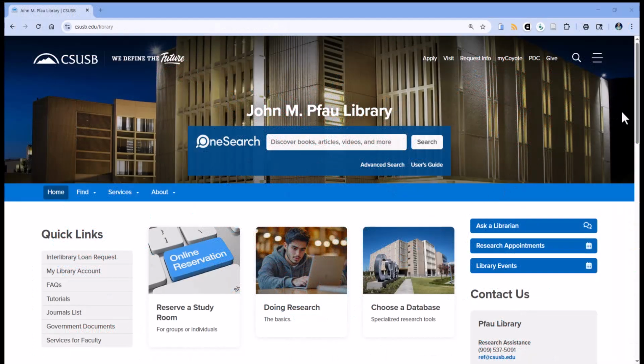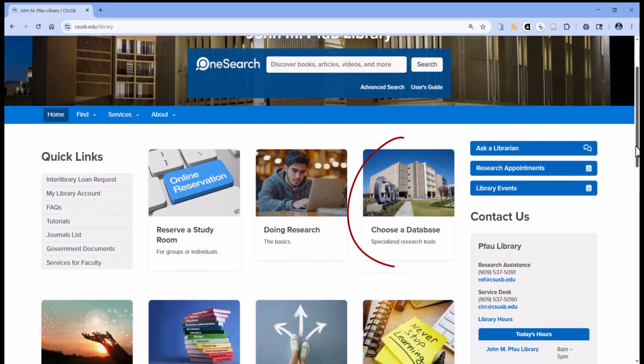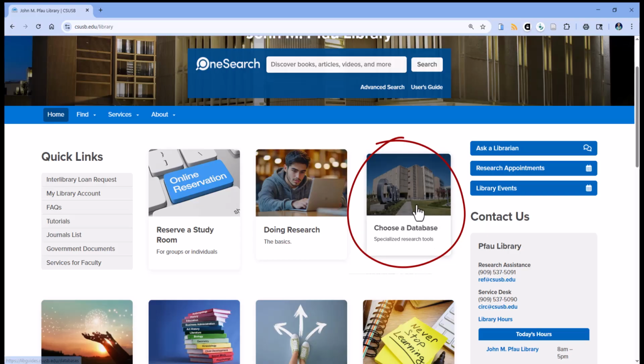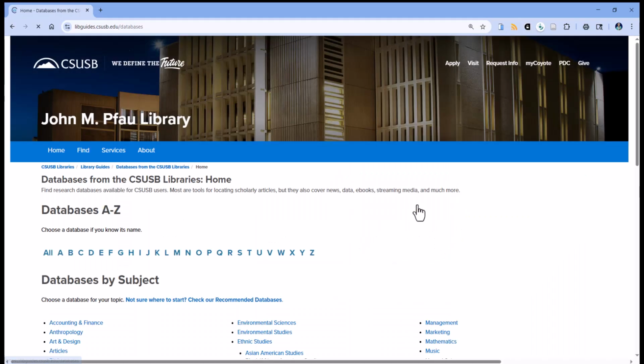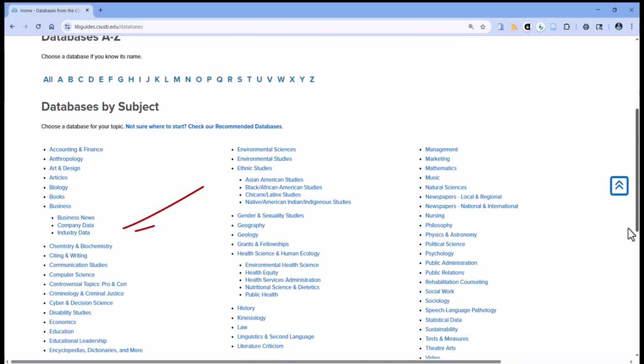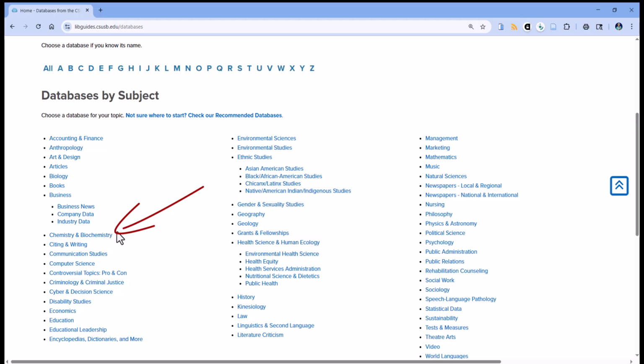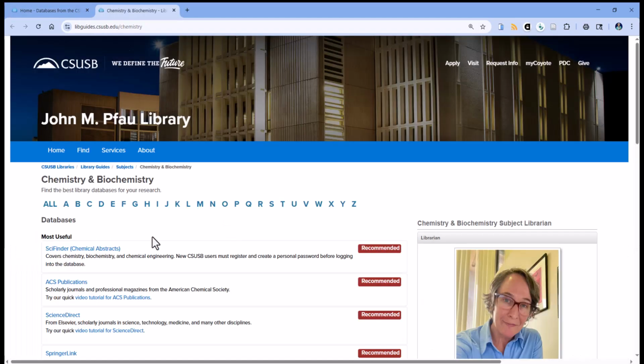Now that you understand how to recognize some of that scientific literature, let's talk about how to find it. For that, we're going to use one of the library's specialized research databases. They are grouped here by subject, so we'll go to chemistry. And on that list, we want SciFinder, also known as chemical abstracts.